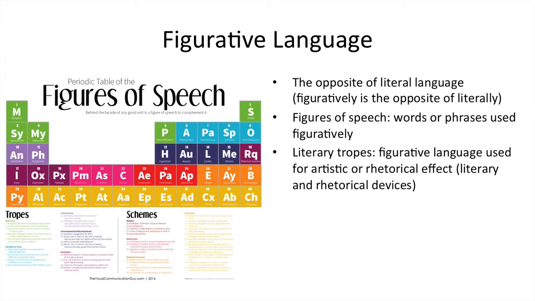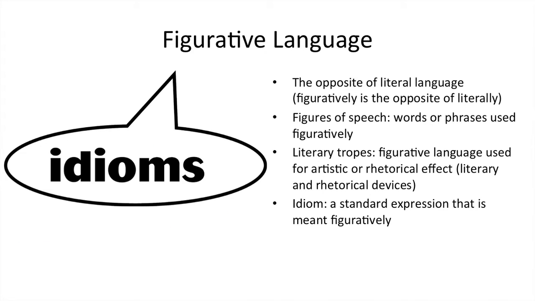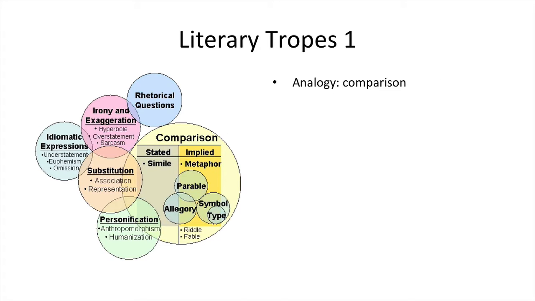Might talk about literary and rhetorical devices. Figurative language is something that really spices up the language, and if you're a writer, it makes sense to use it in your writing. An idiom is a standard expression that is meant figuratively, a standard expression in a language. Other languages have their own idioms, and English has its. So let's go through some of the literary tropes here.